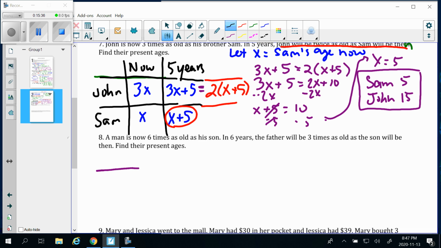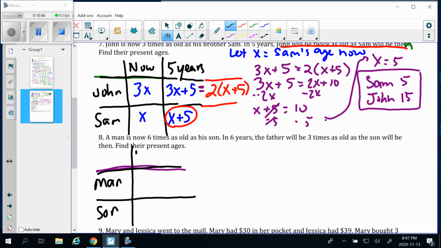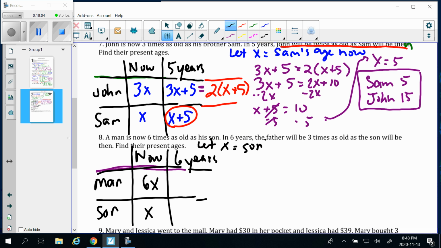We got to make a chart. So a man is now 6 times as old as his son. So we have the man and we have the son. And we have now and we have in 6 years. So right now, because he's 6 times as old as his son, we'll just let this one be X and this one be 6X. So let X equal the son's age now. And then in 6 years, naturally, they're both going to gain 6 years.